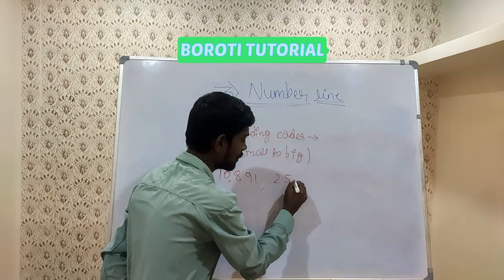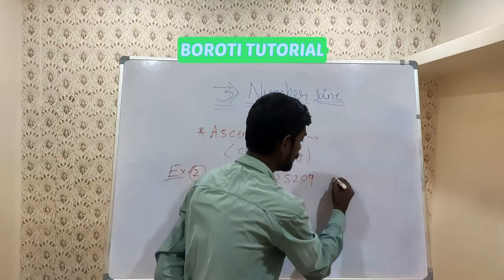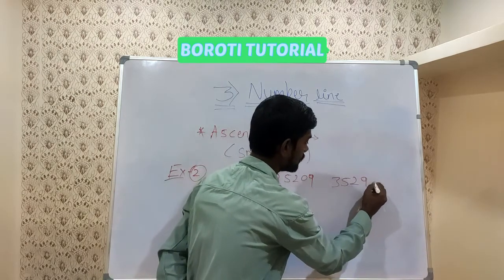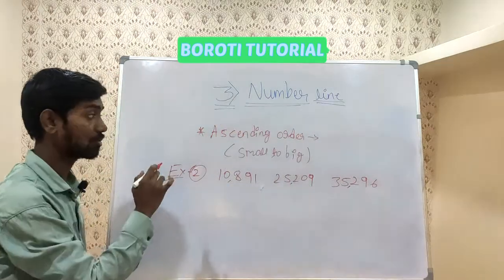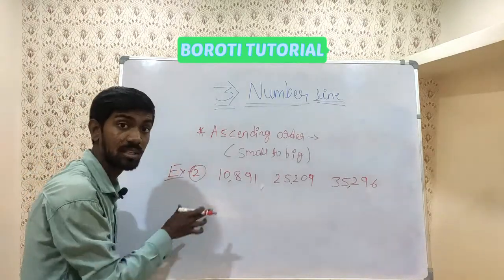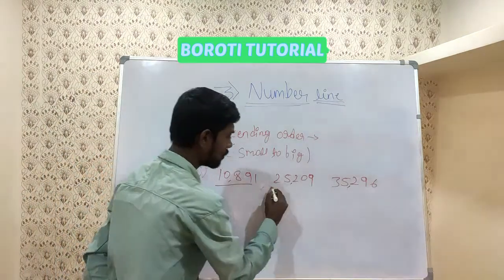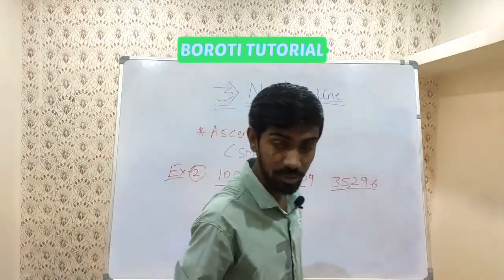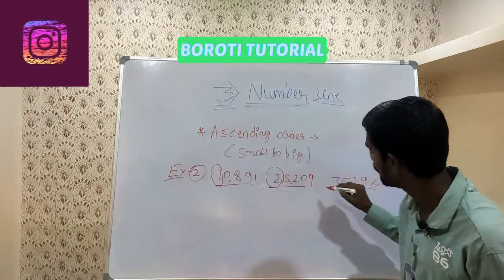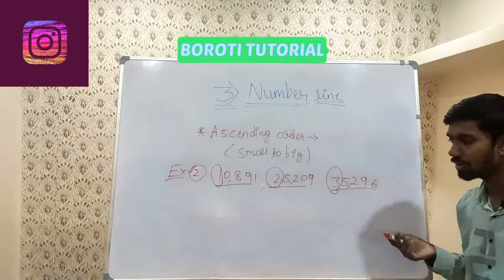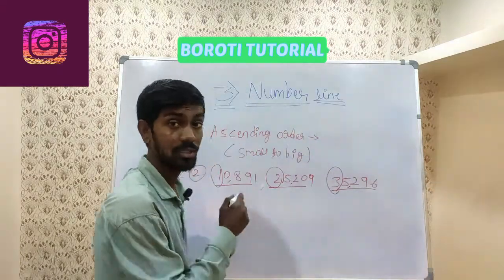The next one will be 25,209. Then the next will be 35,296. Out of these 3, what do we have to find? The smaller number, because we are reading small to big. First will be the smallest one, then the middle number, then the largest one, because only 3 numbers are there. All the numbers again have 5 digits only. We will check the highest place value. Which is the highest place value? The 10,000 place. In that place, which is the smallest one? Out of 1, 2, 3, 1 is the smallest one.